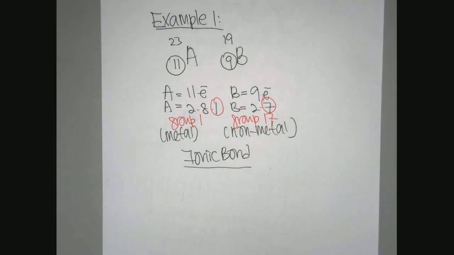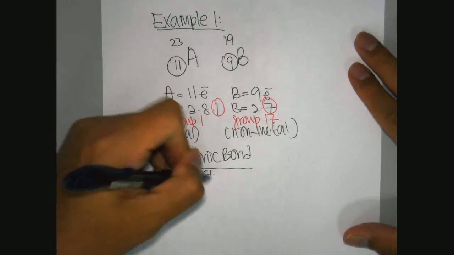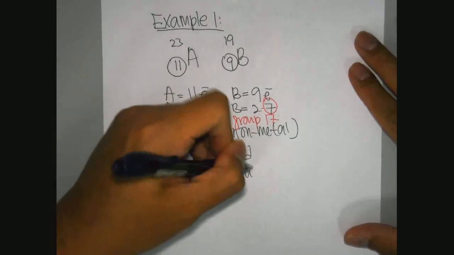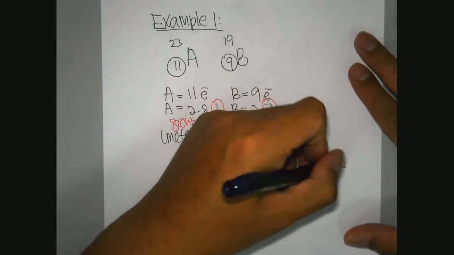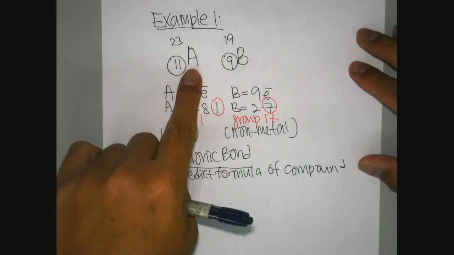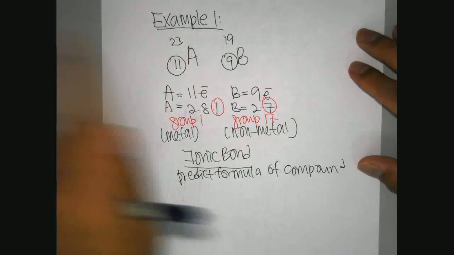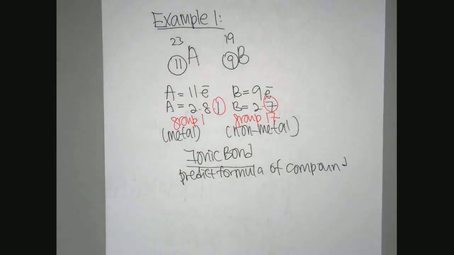Alright? So for the ion, we need to predict the formula of the compound. Because it's not true that every time we have one A and one B combined together. Sometimes we might have 2A combined with 1B. Sometimes we might have 1A combined with 2B. So we don't know. So we must predict the formula for the compound, for ionic bond.